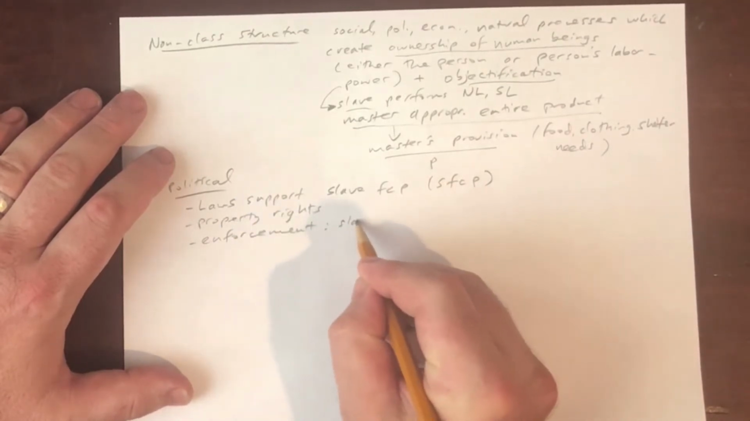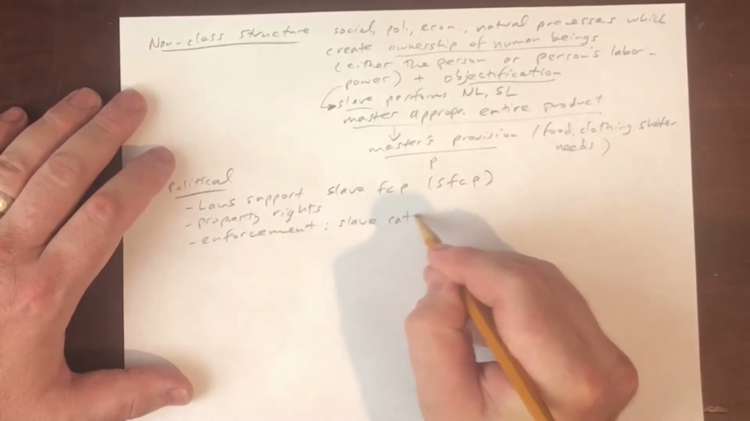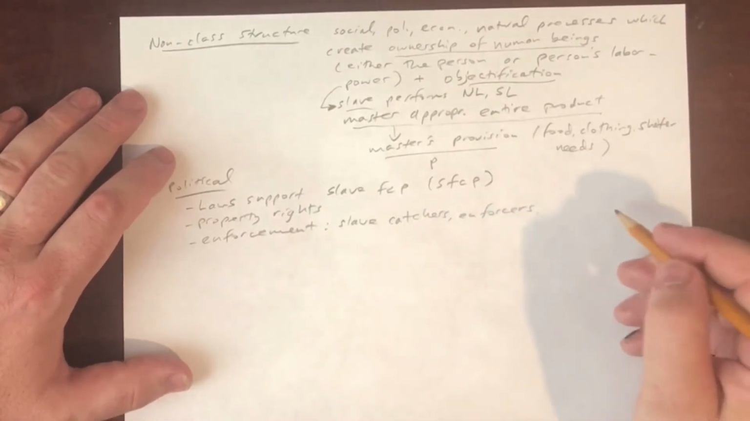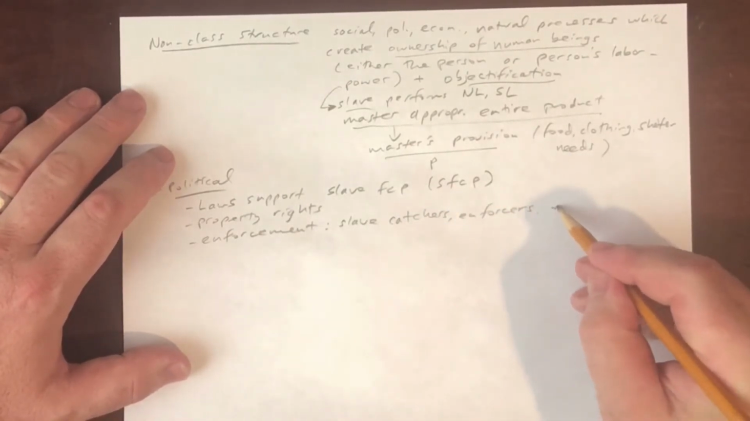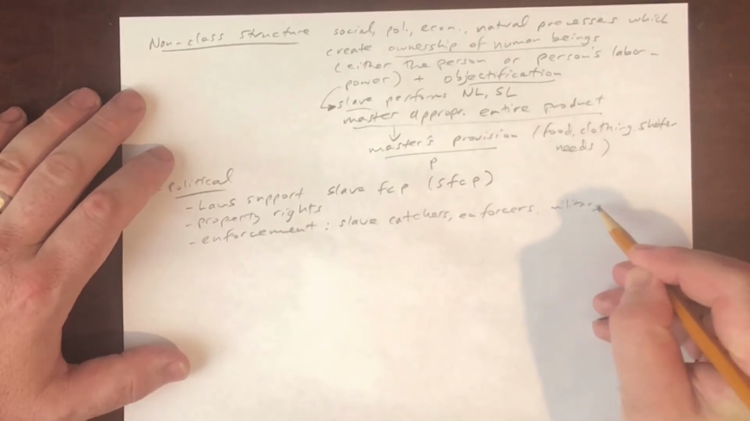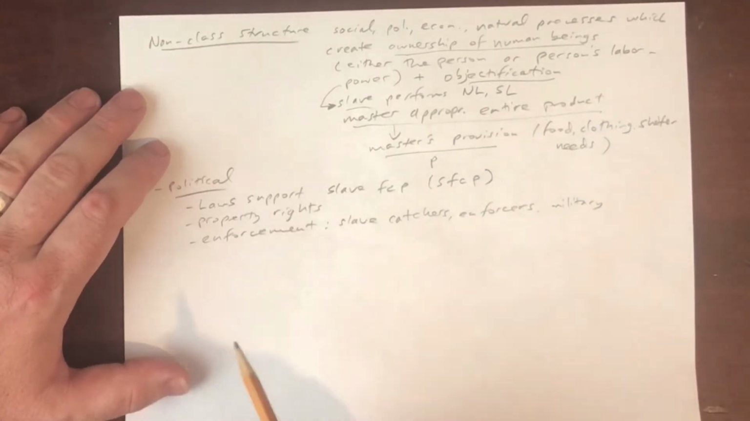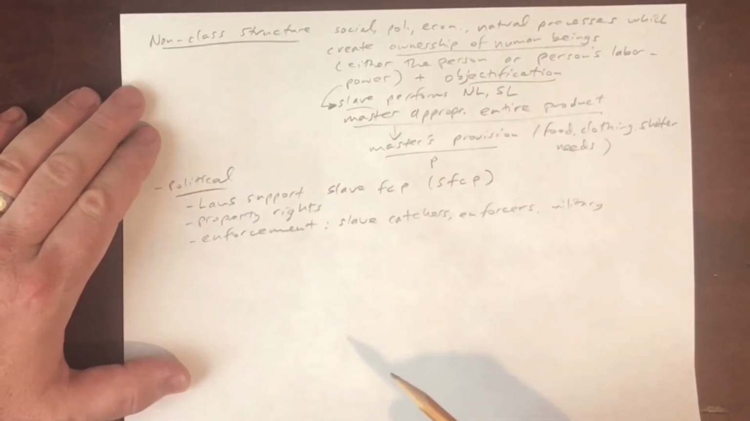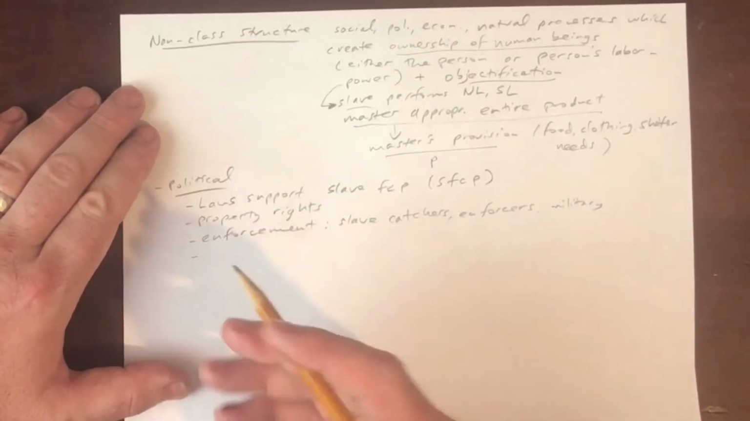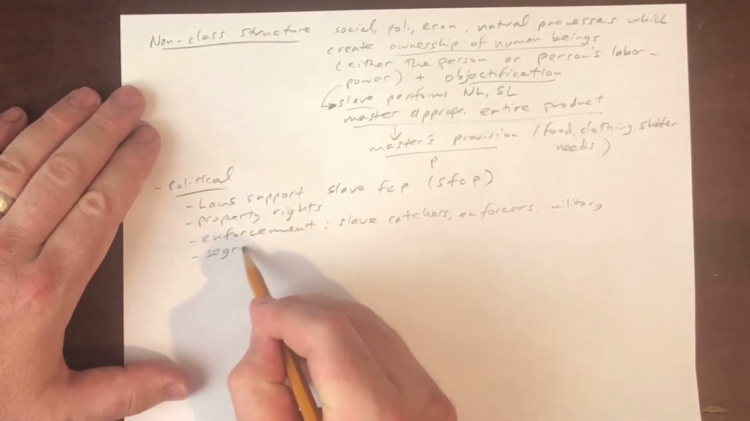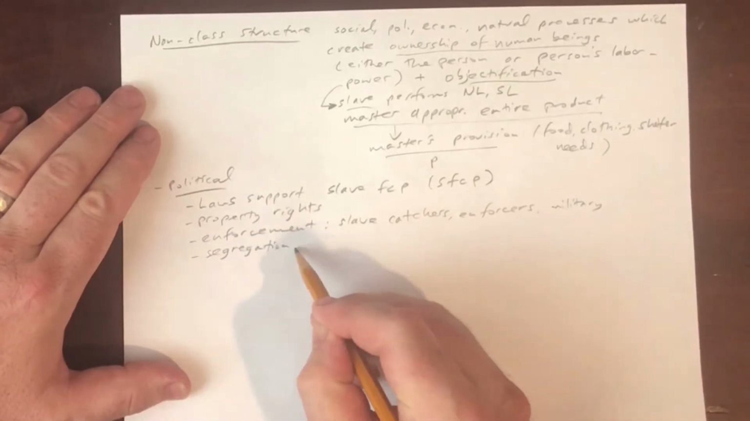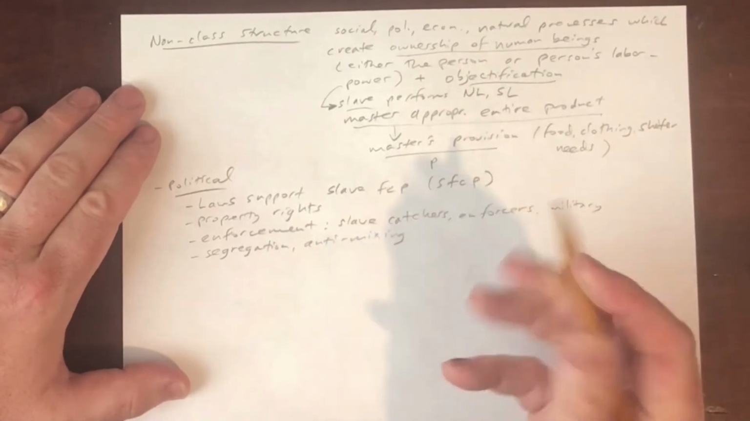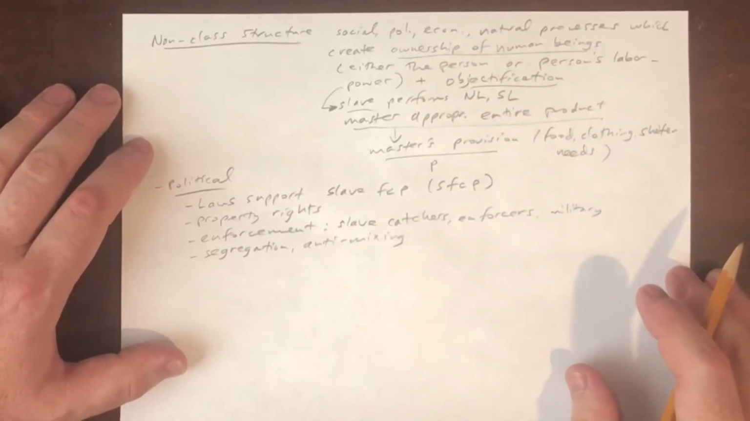Everything from slave catchers to various kinds of enforcers, and military and so forth in the case of uprisings. So all of this involves political processes, the exercise of power. Political processes often extend to things like segregation, anti-mixing, so-called anti-miscegenation laws.